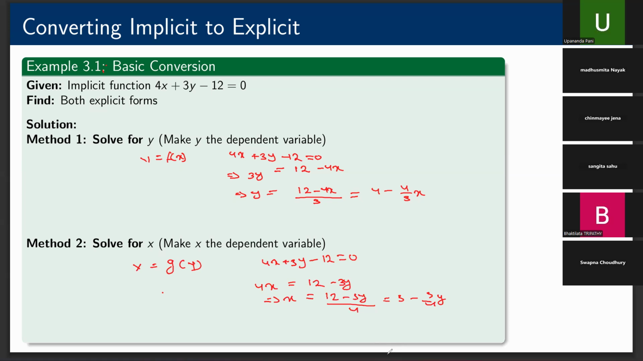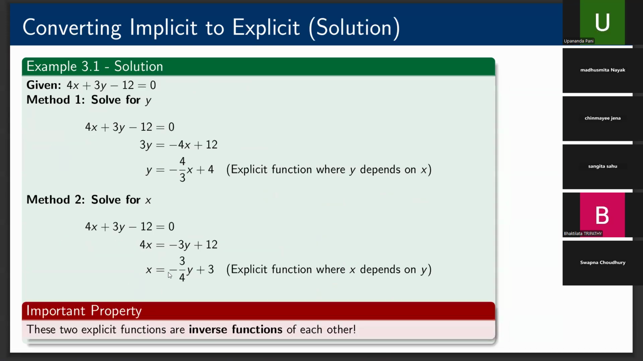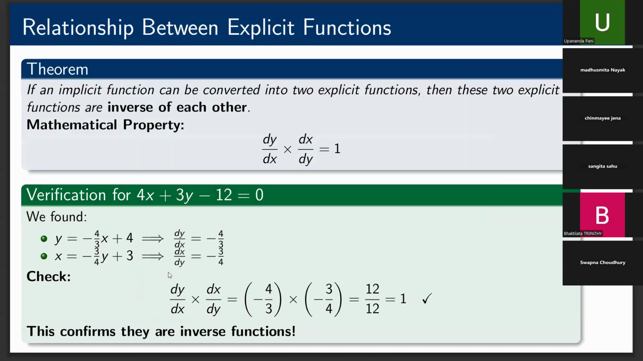So we can say that from one implicit function, we can find two explicit functions. Take one, where x is the dependent variable, and in the other case, y is the dependent variable. It will be over. Then go to the next slide. Okay, solution. The same thing we explained here, so nothing to explain. Then the theorem.